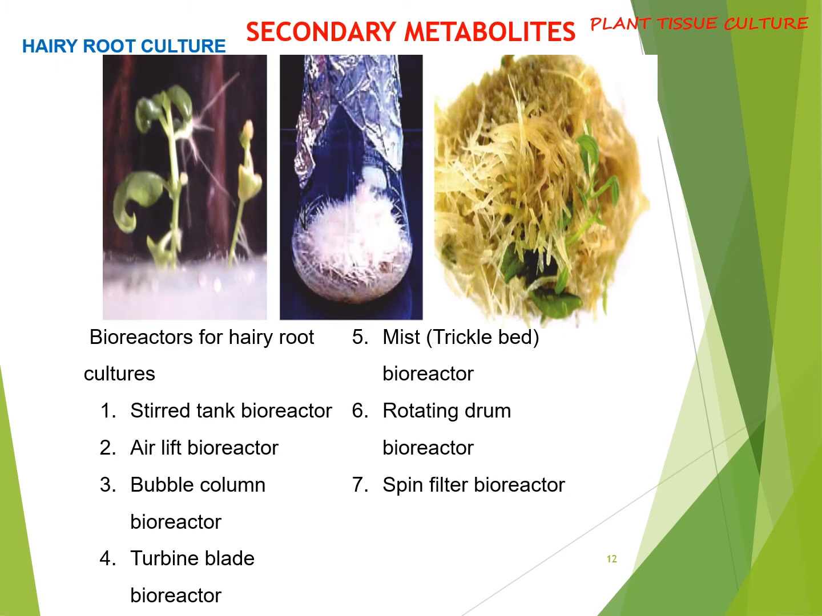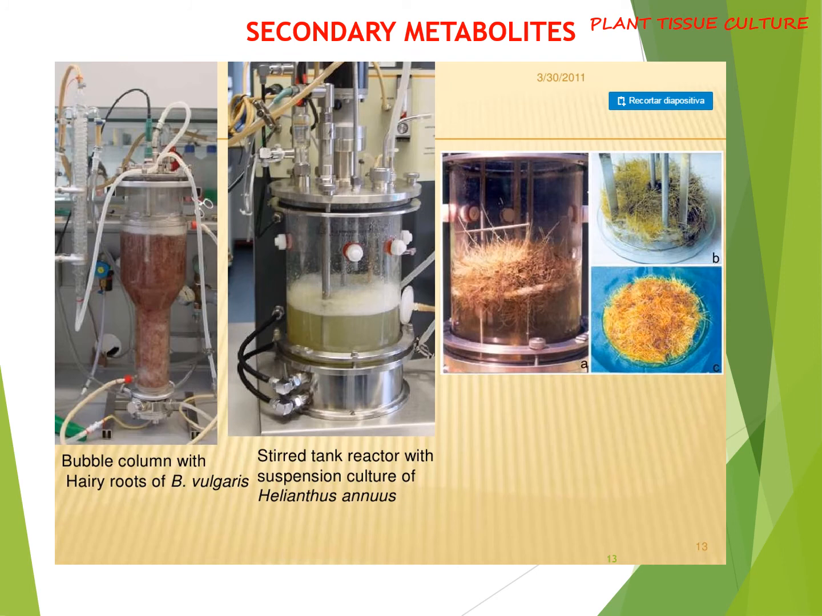The hairy root cultures can be utilized in bioreactors for scaling up or large-scale industrial production of secondary metabolites. It can be used in stirred tank bioreactors, airlift bioreactors, bubble column bioreactors, turbine blade, mist bioreactors, rotating drum bioreactors, and spin filter bioreactors. The figure here shows hairy root bioreactors.